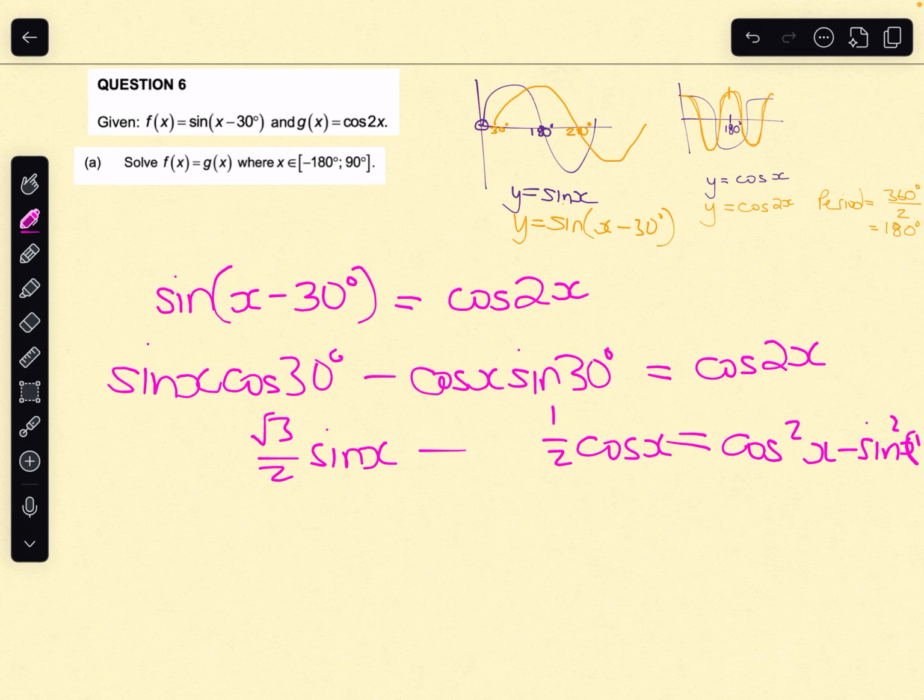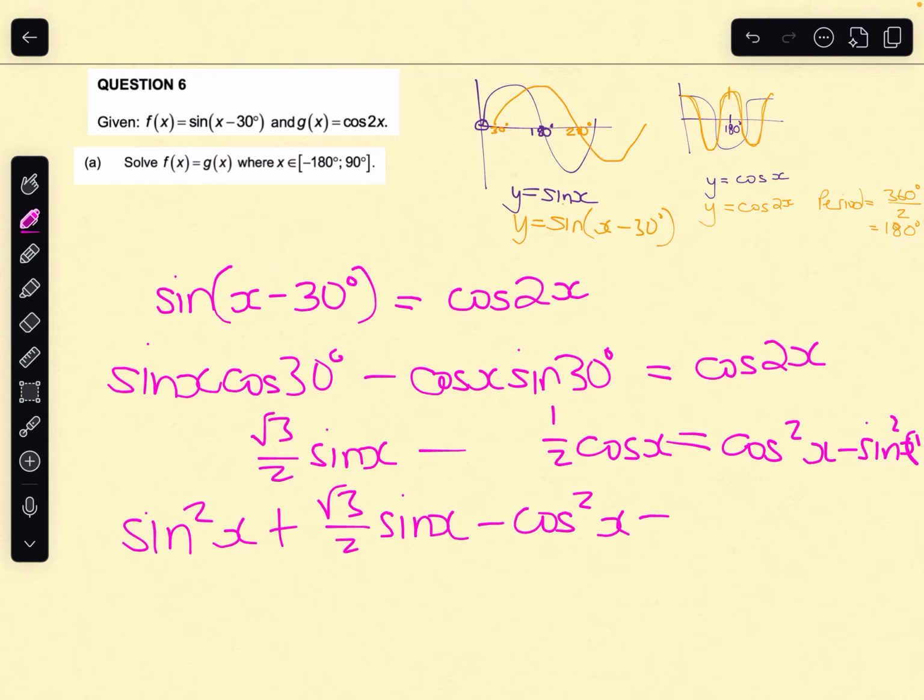If I move everything over to one side, I'll have positive sine squared x plus root 3 over 2 sine x minus cos squared x minus a half cos x is equal to 0. And then grouping would be the next thing to do.